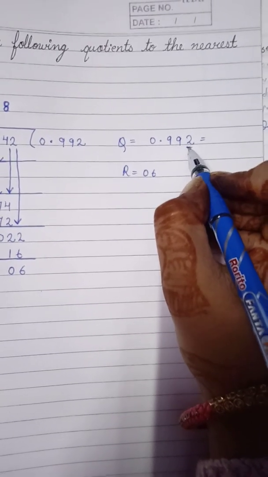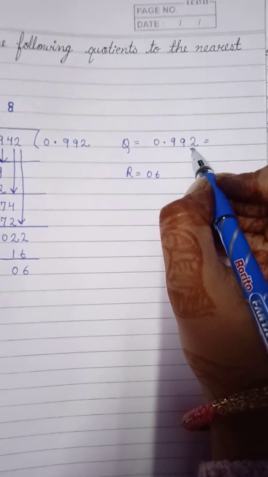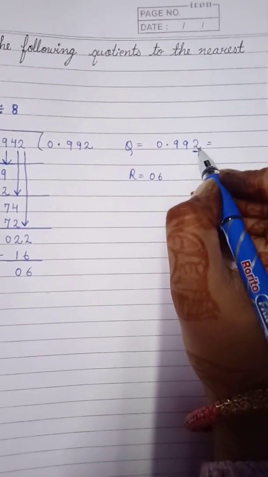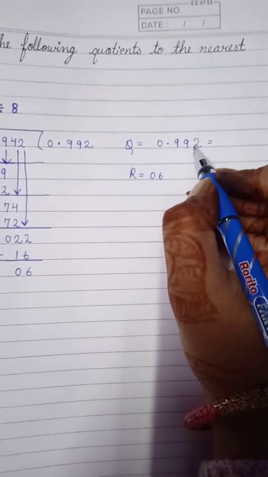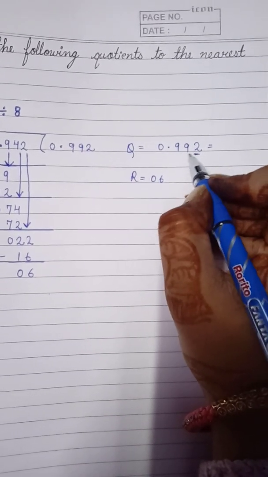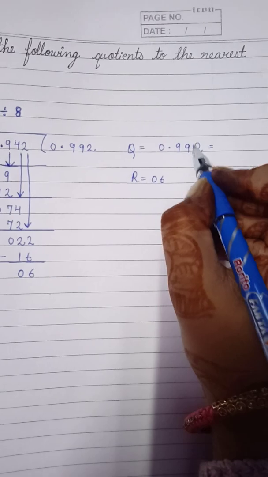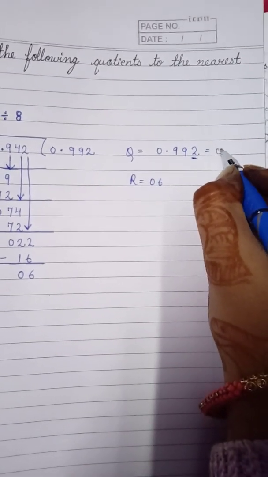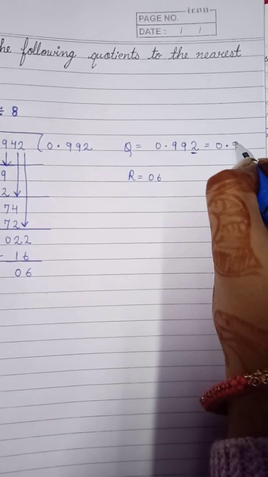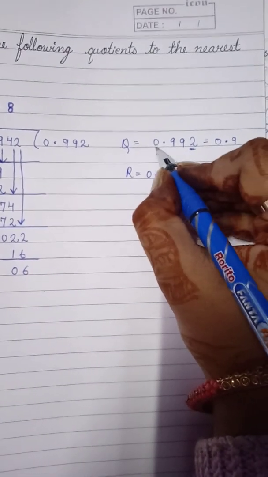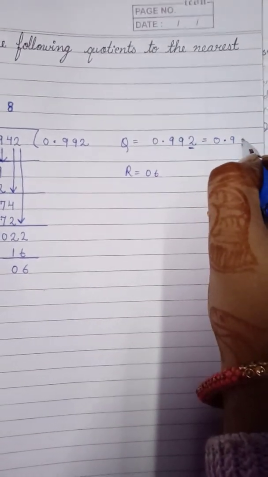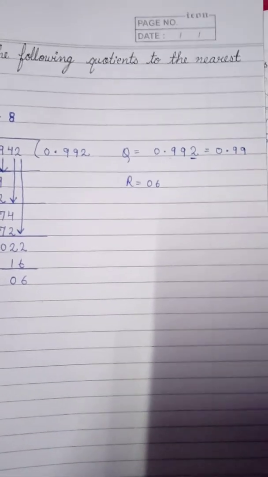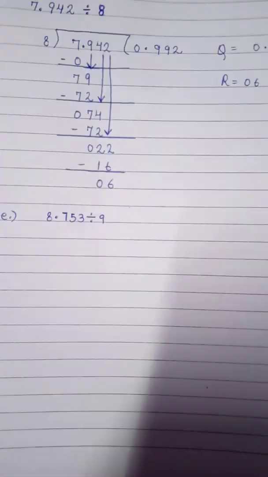According to the rule, 4 or less, let it rest. 4 or less let it rest means this digit will not be converted. There will be no conversion in the digit, it will remain as it is. We will not make any changes here, and this will remain 9. So the number has become 0.99 now.